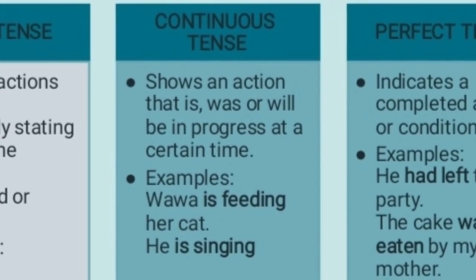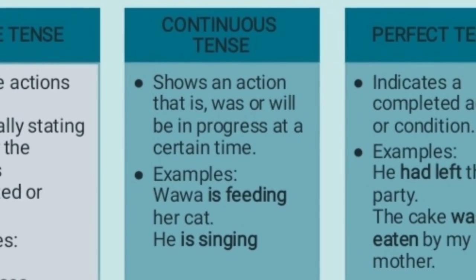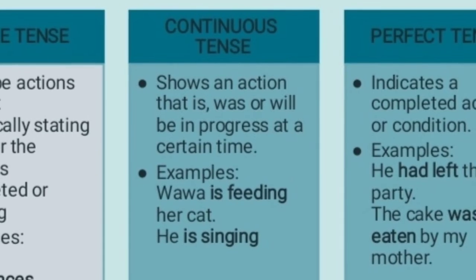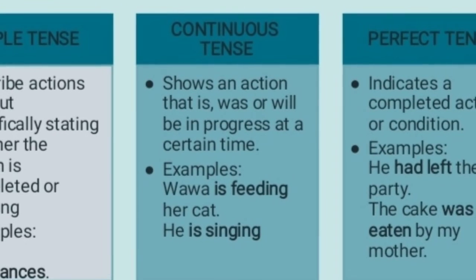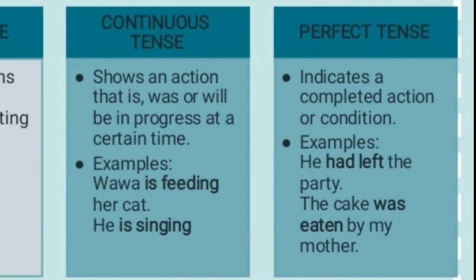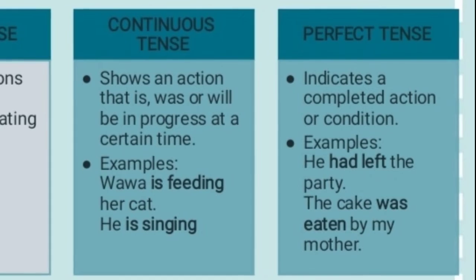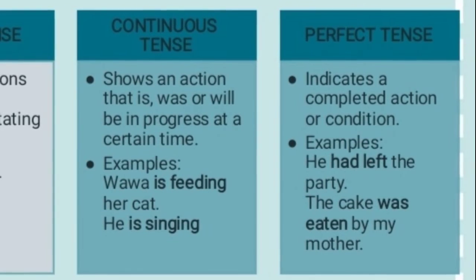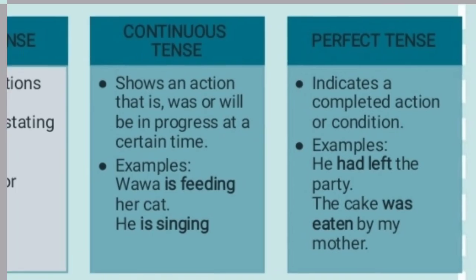As for continuous tense, it shows an action that is, was, or will be in progress at a certain time. Examples, Wawa is feeding her cat. He is singing. And lastly, perfect tense. It indicates a completed action or condition. Examples: he had left the party. The cake was eaten by my mother.